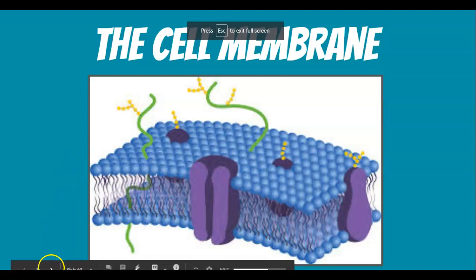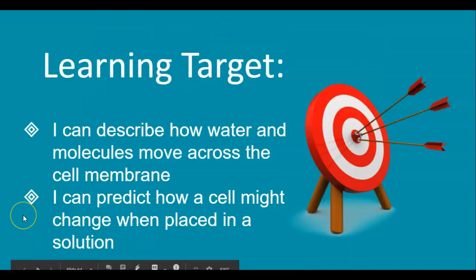So let me get back to our presentation here. Here are our learning targets. By the end of this, you should be able to tell me how water and molecules move across the cell membrane. And you should also be able to predict how a cell is going to change when it's placed in a particular solution.